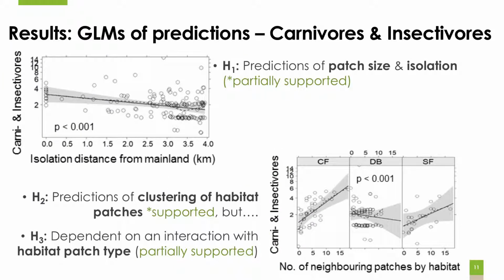For carnivores and insectivores, isolation was an important predictor. So the more isolated a patch was from a mainland site, the lower the carnivore diversity. And then also the clustering, so the number of neighboring patches, was important, but this was reliant on an interaction with habitat patch type. So where there are lots of clusters surrounding a coastal forest patch or a scarp forest patch, it had a positive influence on carnivores.